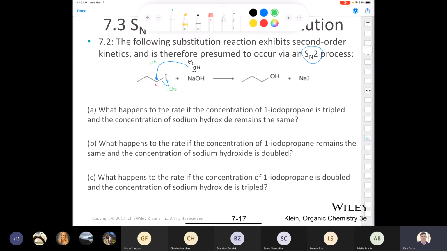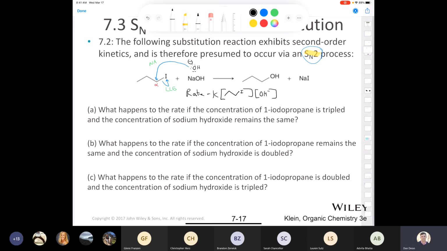Anyhow, question A says, what happens to the rate if the concentration of 1-iodopropane is tripled and the concentration of sodium hydroxide remains the same? Well, if this is an SN2 process, and this is a really easy question for me to ask on your quiz, you've got to understand the rate law, right? That the rate of this reaction is going to be equal to the rate constant times the concentration of the 1-iodopropane times the concentration of our nucleophile. So if I triple the concentration of the 1-iodopropane, and I don't change the concentration of the sodium hydroxide, can anybody tell me how much the rate will increase, or how it will change?